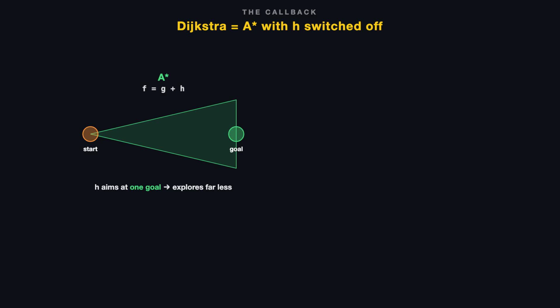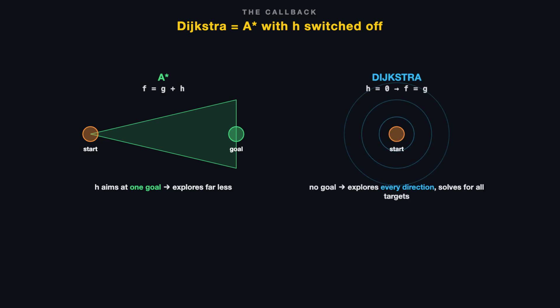A star scores each node with f equals g plus h, g is the cost from the start. H is a guess of the distance still left to one goal. Set h to 0, and f is just g, the cost so far. That is exactly Dijkstra. No guess, and no goal to aim at. So Dijkstra explores uniformly, in every direction, like ripples in a pond. A star leans toward a single goal and explores far less.